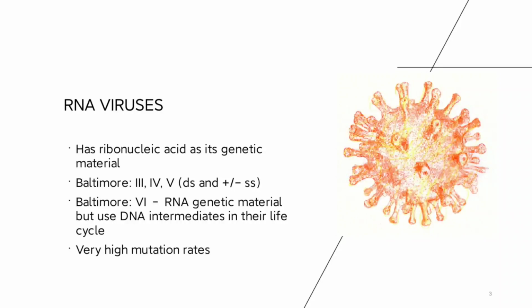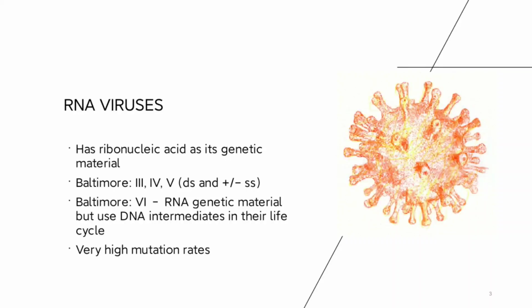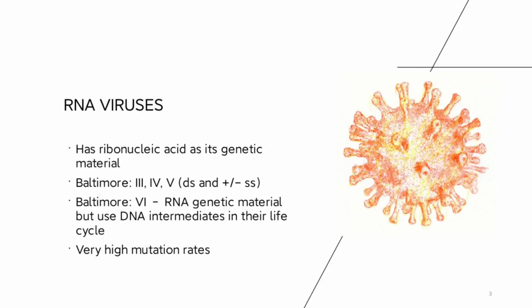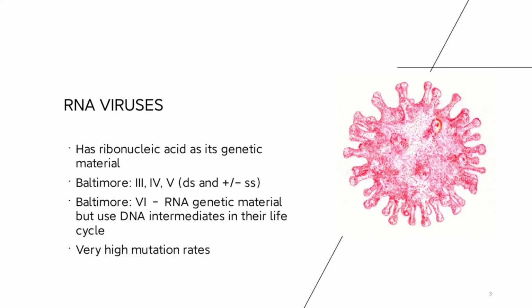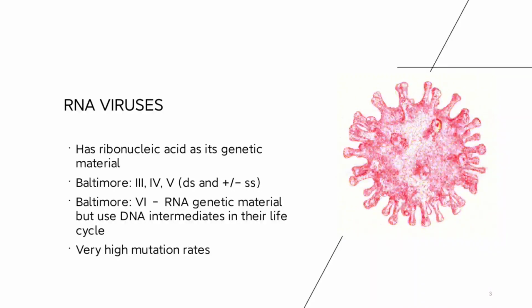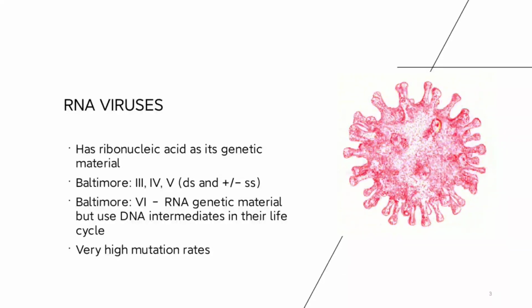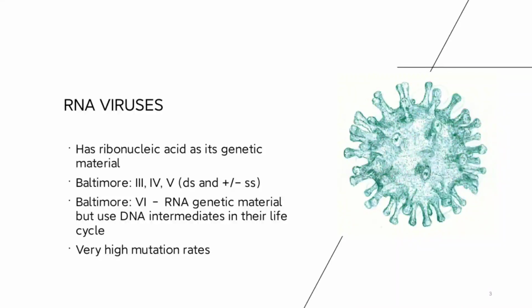So as the name implies naman, makikita nyo RNA. So basically, it has ribonucleic acid as its genetic material. And as mentioned a while ago, meron tayong 4 na Baltimore classification na kabilang dito. So, class 3, class 4, class 5, and then yung class 6, yung reverse transcriptase, yung RNA genetic material.